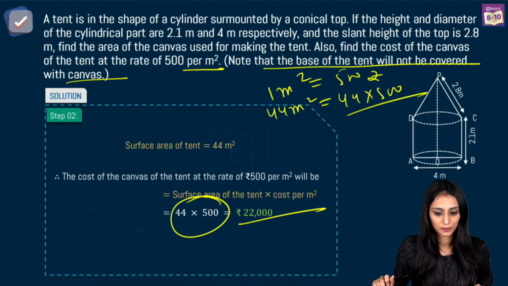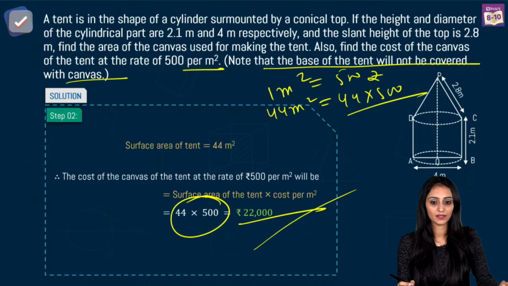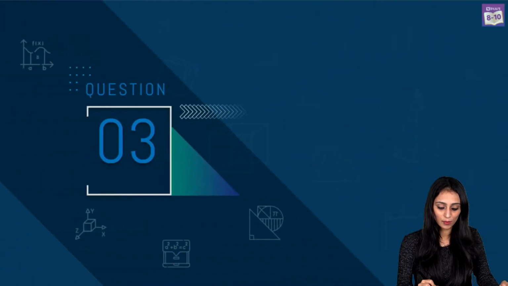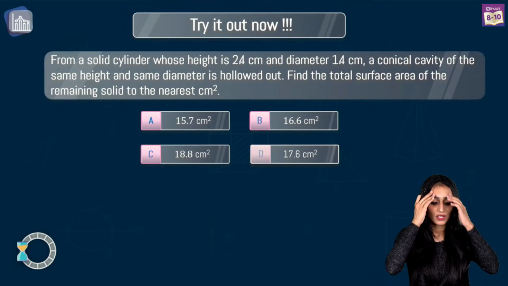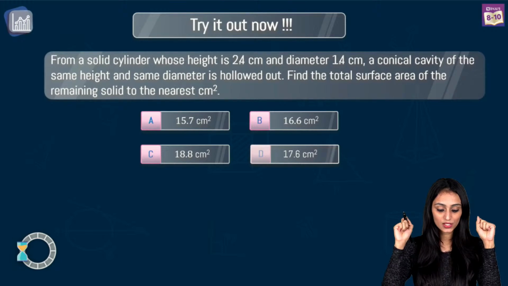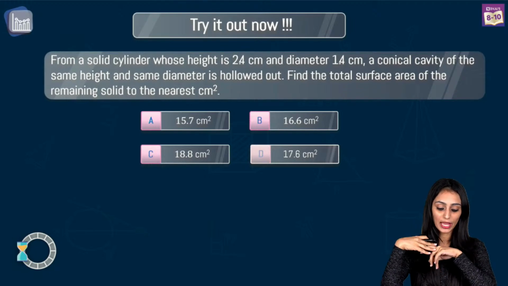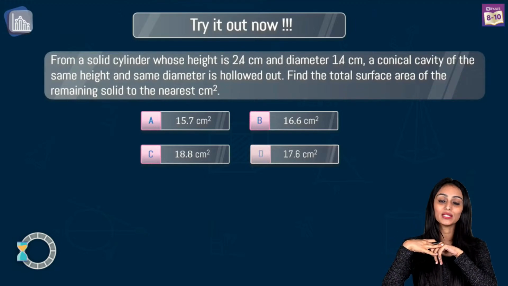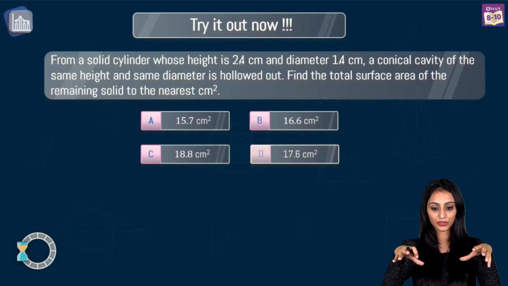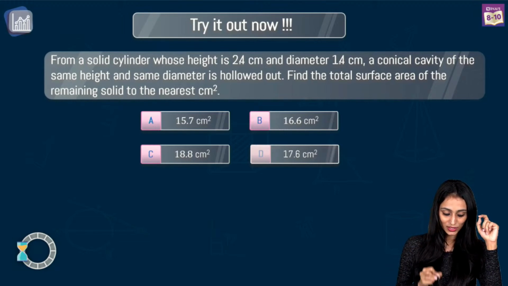All right. So this is the final answer. All right, let's move ahead. Let's take a look at question number 3 now. This is a question that I want you all to try. From a solid cylinder whose height is 2.4 centimeter and diameter 1.4 centimeter, a conical cavity of the same height and same diameter is hollowed out. Find the total surface area of the remaining solid to the nearest centimeter square. You have 4 options here. Try this question and I'll give you 60 seconds to solve this. I'm starting the timer now.